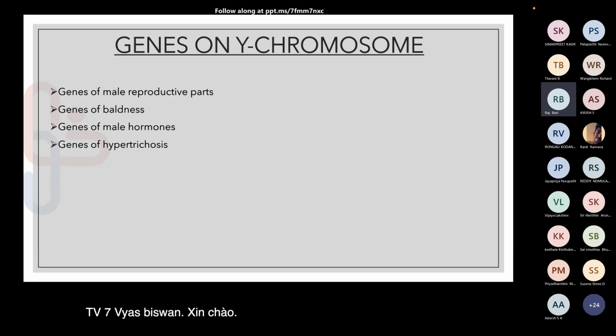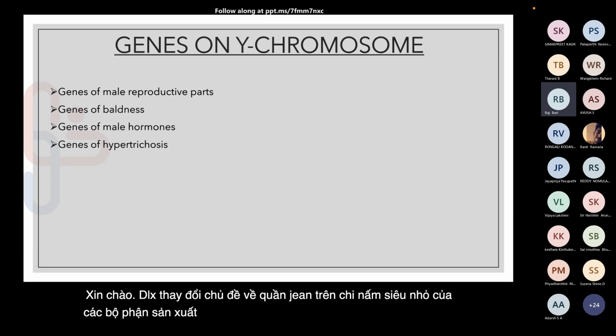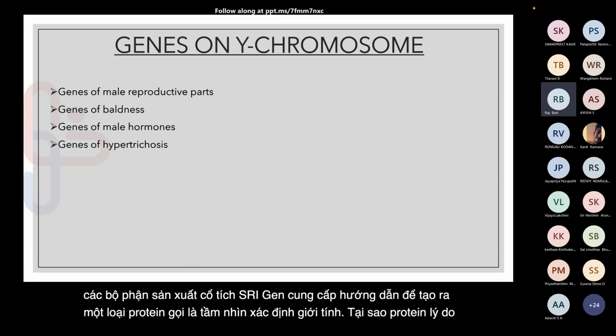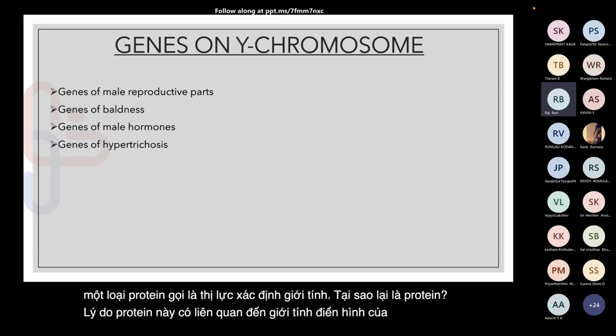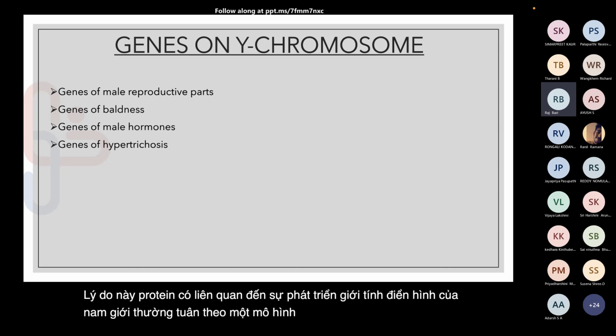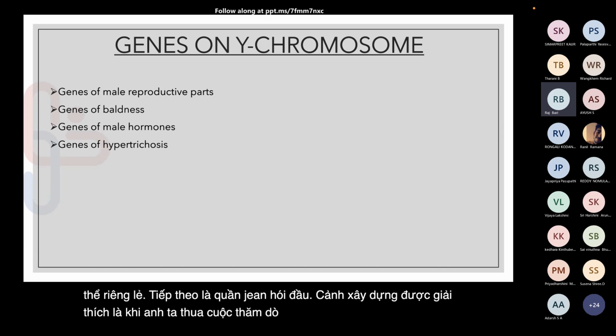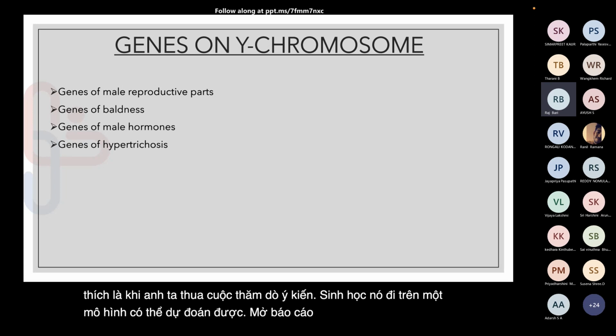Good evening, everyone. Today I'll explain the topic on genes on Y chromosomes. Genes of male reproductive parts. The SRY gene provides instructions for making a protein called the sex-determining region Y protein. This protein is involved in male typical sex development, which usually follows a certain pattern based on an individual's chromosomes. The next one is genes of baldness. The balding gene is explained as when hair loss is caused by genetics. It occurs in a predictable pattern, often referred to as male pattern baldness or female pattern baldness.